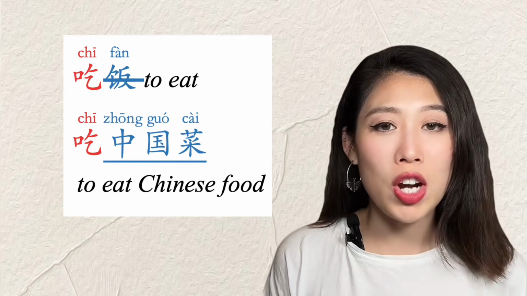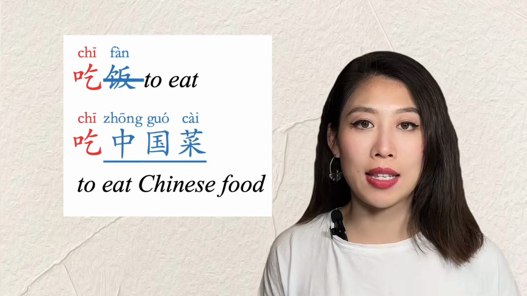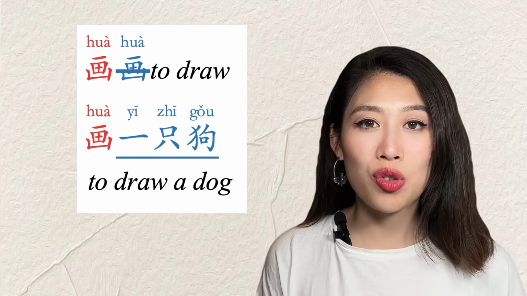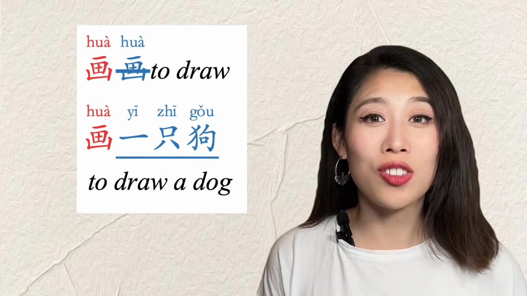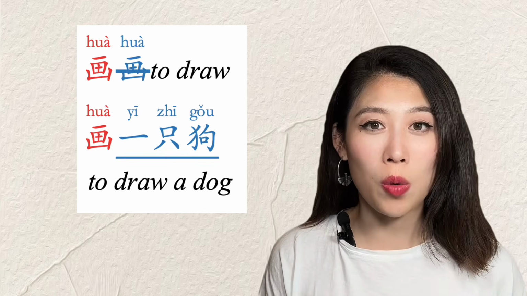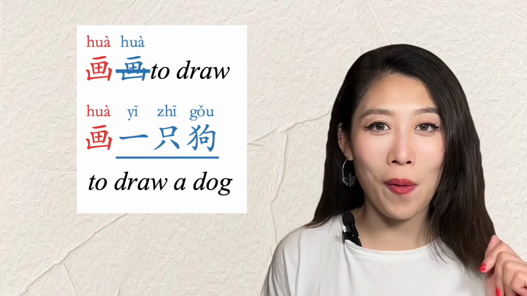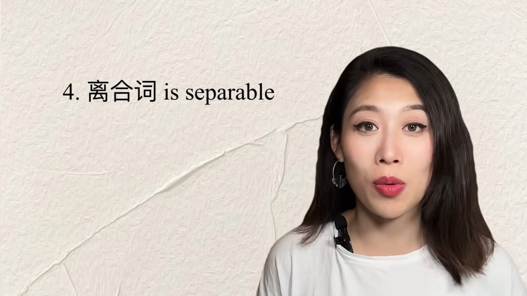To eat Chinese food, 中国菜, right? So that's gonna be 吃中国菜. To draw, that's 画画. To draw a dog, that's 一只狗. So we're gonna say 画一只狗. The last thing you need to know about 离合词 is that it's separable. That's why it is called separable words, right?